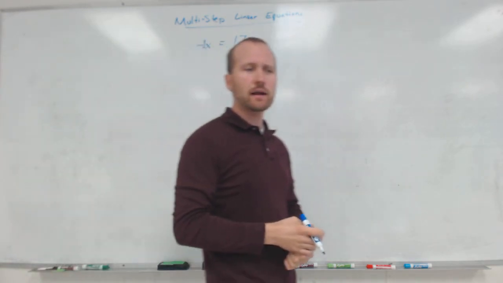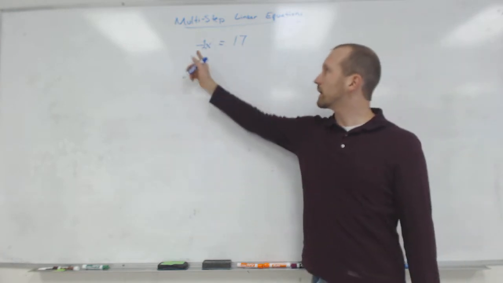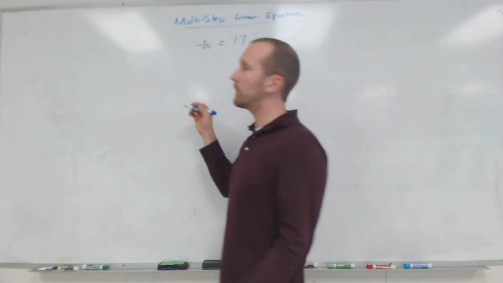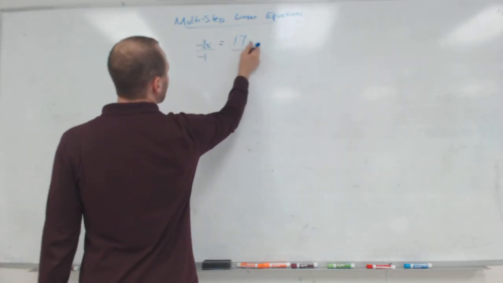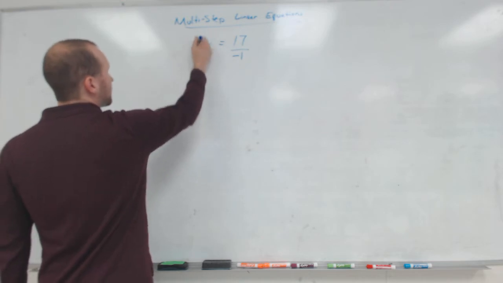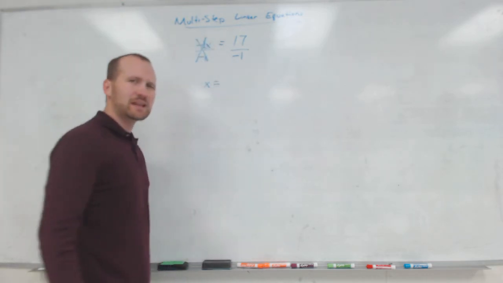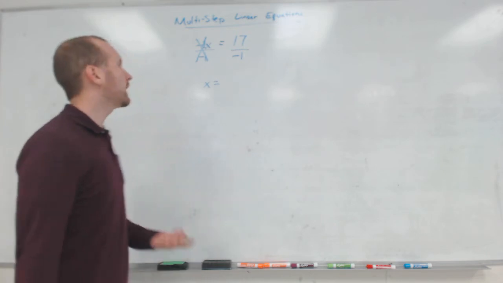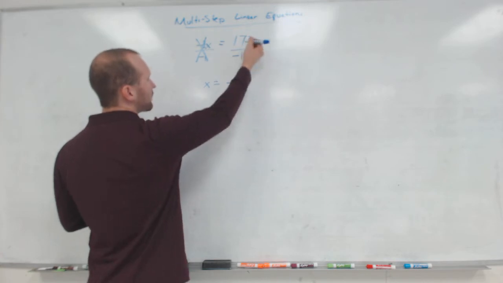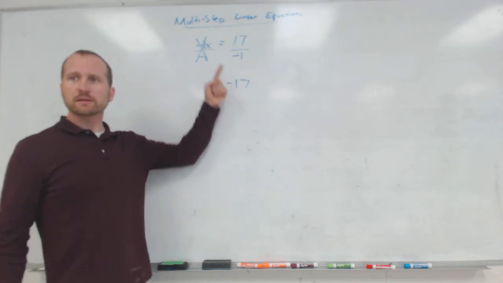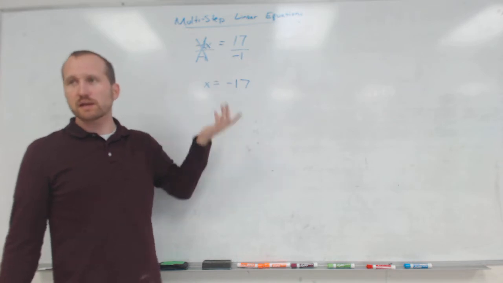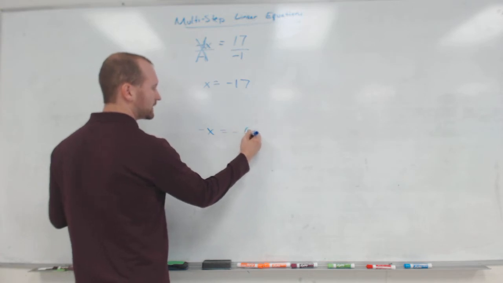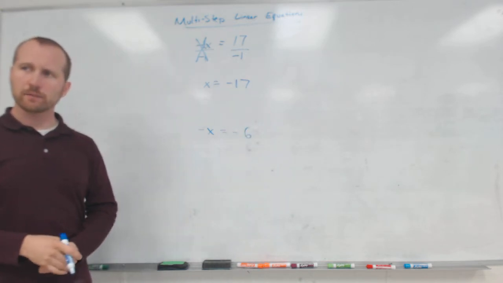So then how could I get x all over? What's in the way is this negative 1, right? So divide by not necessarily 1, but negative 1. And then this cancels and we have x equals, what is 17 divided by negative 1? Negative 17. Negative 17. Because a positive divided by a negative is a negative. And 17 divided by 1 is just 17. So what if I had negative x equals negative 6? What am I going to do there?